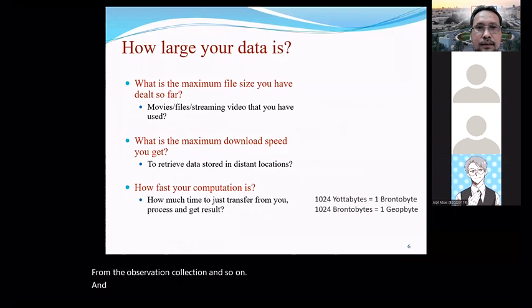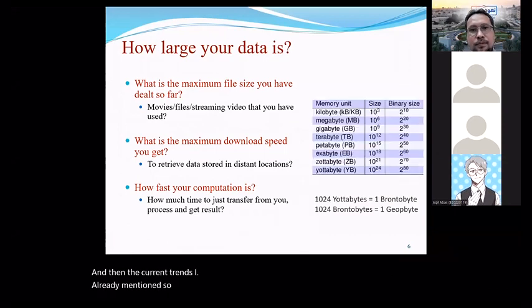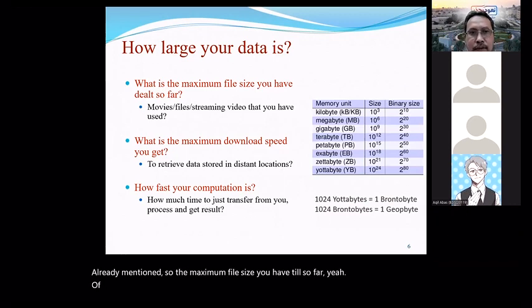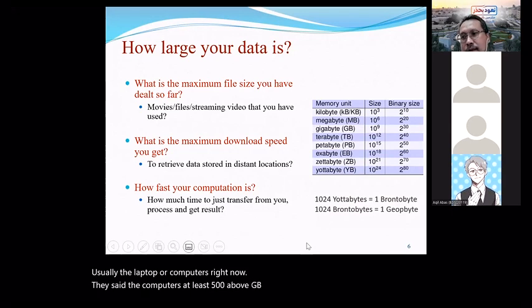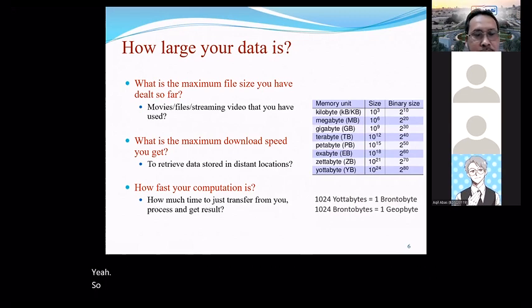And then the current trends, I already mentioned. So the maximum file size you have dealt with so far. Of course, you have a big file. Usually laptops or computers right now, they sell computers with at least 500 GB. I mean the hard disk. So mostly you have maybe 1 TB, something like that.